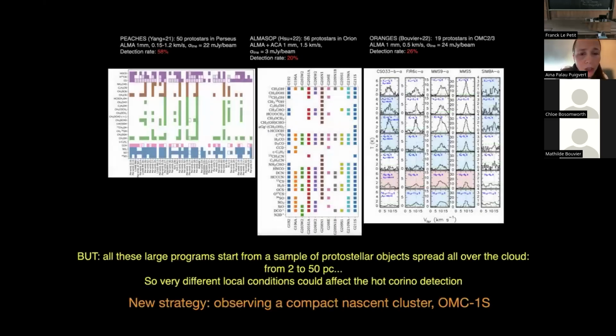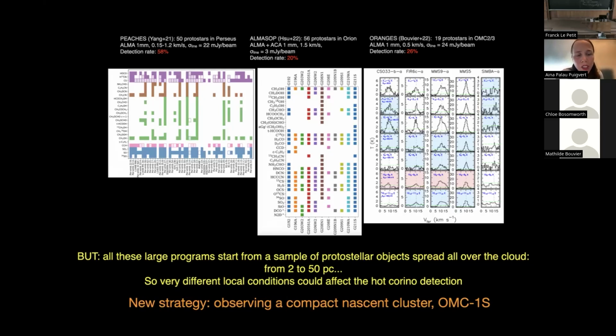With the advent of ALMA and large programs and so on, there's been a very important number of studies focusing, for example, on one of the nearby clouds, such as Perseus or Orion, building samples of protostellar objects. These studies have focused on estimating the detection rate of hot corinos in these samples of protostellar objects. For example, the detection rates range from 20 to 60% more or less. But in these cases, all these targets are spread all over the cloud, so they can have distances from a few parsecs up to tens of parsecs.